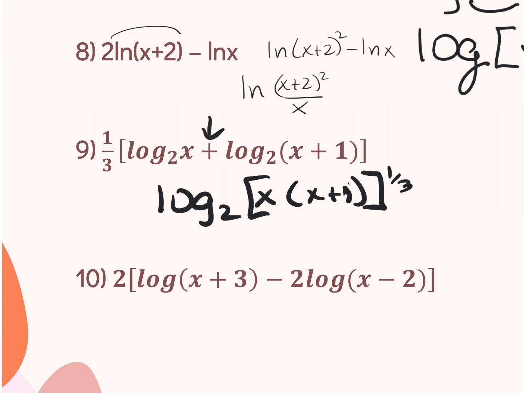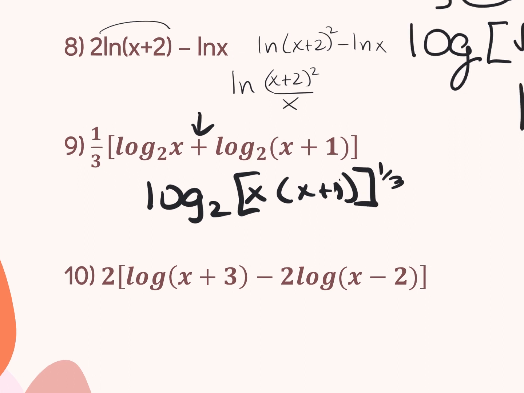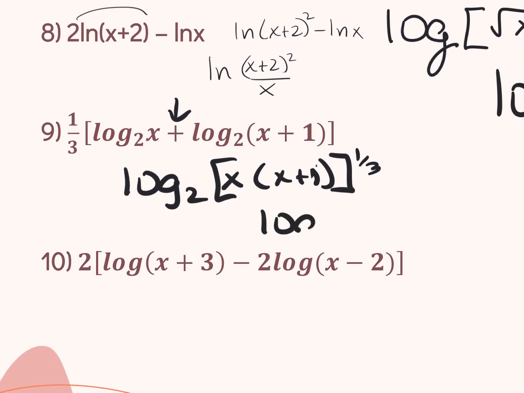Now, we don't want to have any exponents left, so we got to turn it into the cube root. So it's going to be log base 2 of x times x plus 1, and this is all under the cube root. And you don't need a parenthesis around it now.